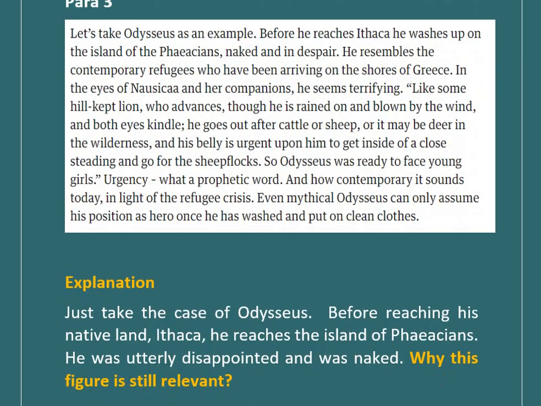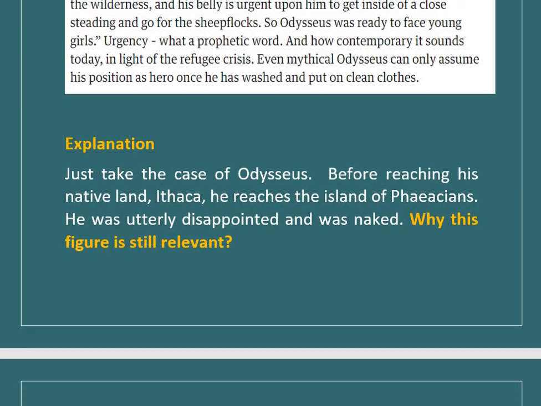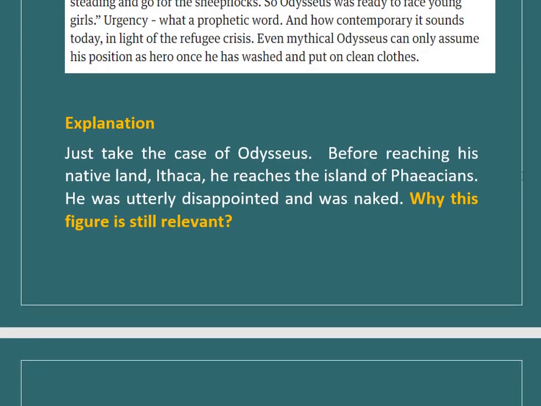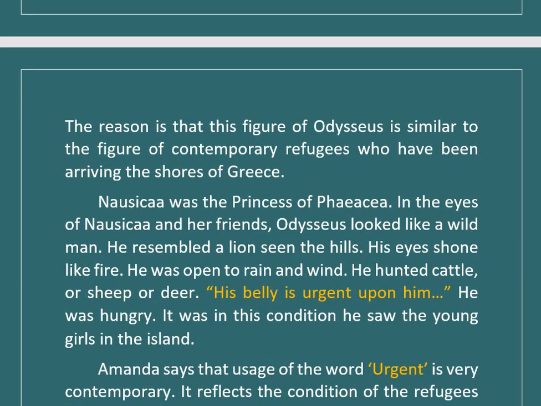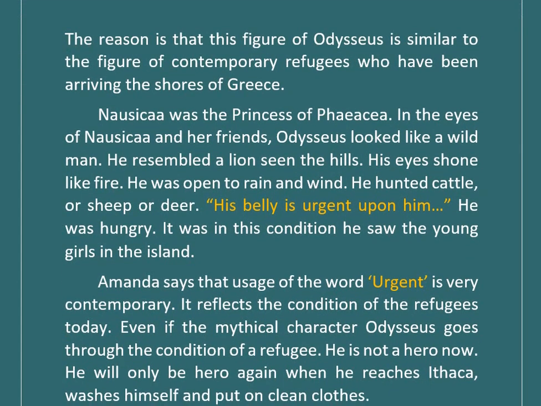So let us read the explanation. Just take the case of Odysseus. Before reaching his native land, Ithaca, he reaches the island of the Phaeacians. He was utterly disappointed and was naked. Why is this figure still relevant? The reason is that this figure of Odysseus is similar to the figure of contemporary refugees who have been arriving on the shores of Greece.